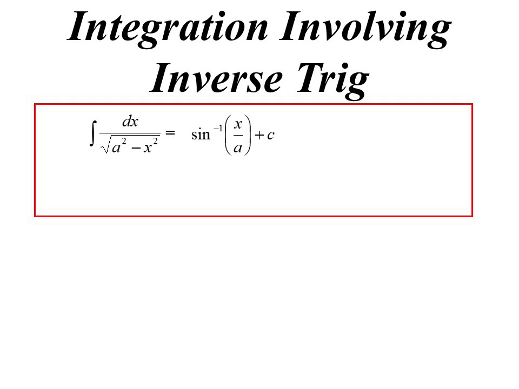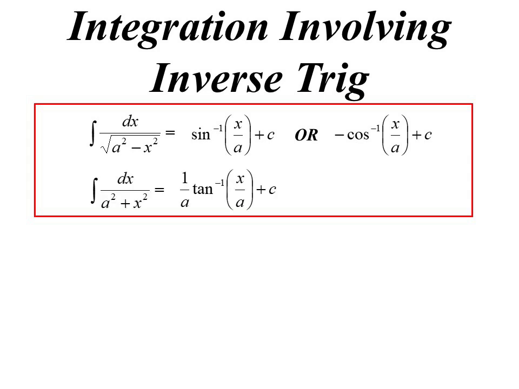But what we also saw is, hang on a sec, it could also be minus the inverse cos. So we have a choice, depending on the question, which one we would end up choosing. The other one, where there wasn't a square root sign, so dx on a squared plus x squared, that went to inverse tan. But what we've got to be careful with this one is, out the front we do have 1 over a. The inverse sine one, we don't.